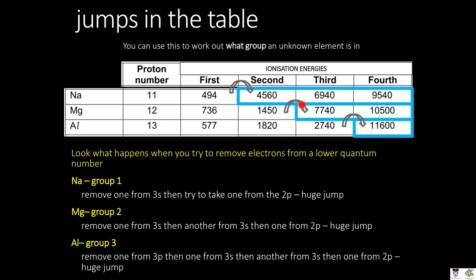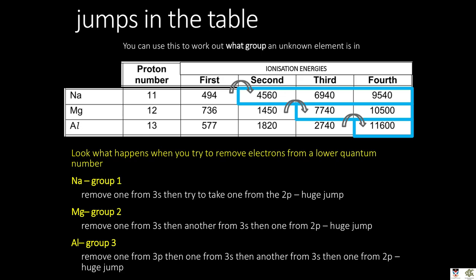The third electron removed, okay, we then have to go to energy level or quantum level 2. So we're moving towards an energy shell closer to the nucleus, and that's where we experience that big jump again. So we can use this information to show that this element, and we know it's magnesium, has 2 electrons in its outermost shell.